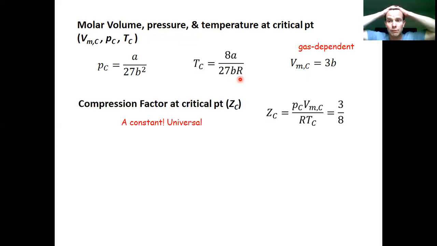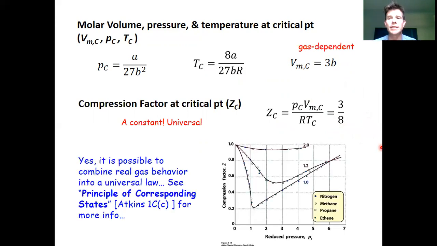However, it gets a lot more interesting if you calculate the compression factor. If you calculate the compression factor at the critical point, you plug all of these definitions in, and what you will find at the end of the day is that it is constant. It no longer depends on the specific gas. The compression factor at the critical point is the same for every single gas. And it's a really interesting observation. You can do some more math with this, and you can ultimately show how to do this. I'm not going to go into that, but if you want to read more about it, check it out here.